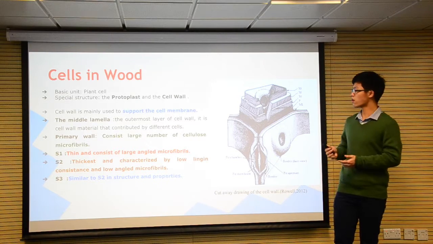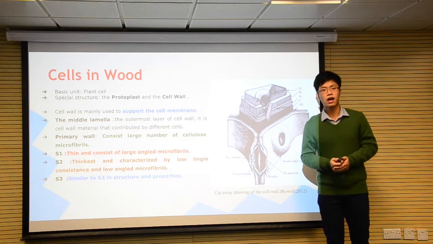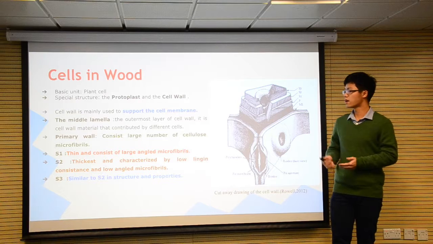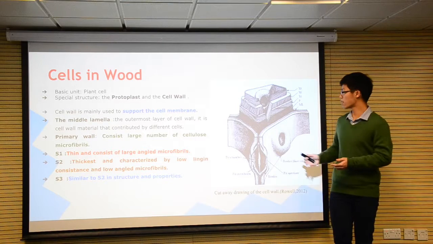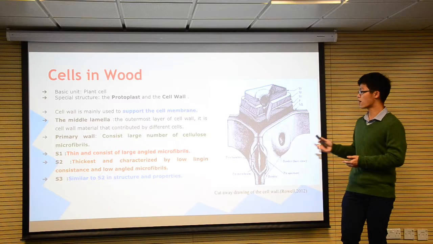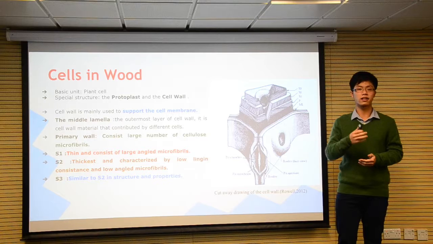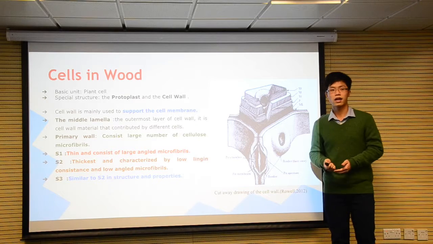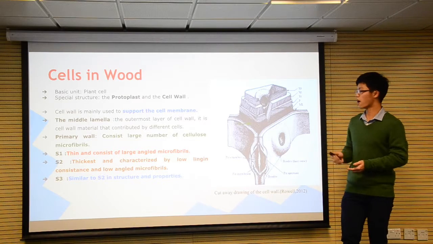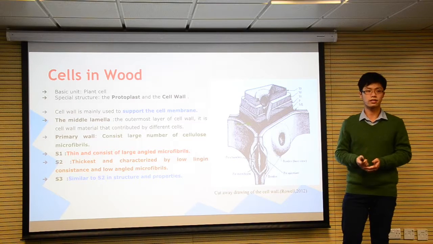And the cell wall of a plant cell is used to support the cell membrane. And they have various parts. The first part is the middle lamella, and it's the outermost layer of the cell wall. It's the cell wall material that is contributed by different cells. The next part is the primary wall, and it consists of a large number of cellulose microfibrils.